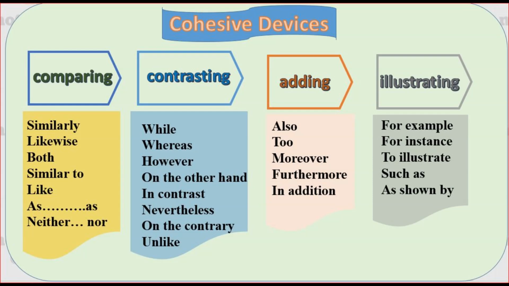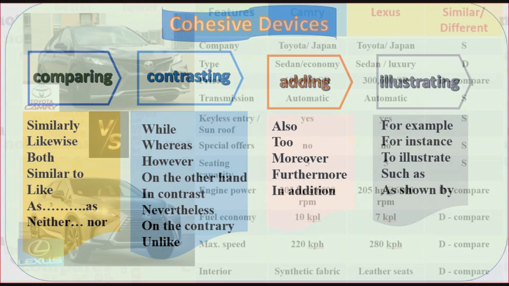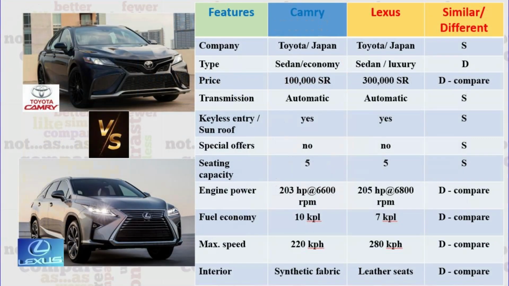For body paragraph 1 and 2, you need to use different cohesive devices. This list of cohesive devices will help you understand how to use them in sentences. Now let's take a sample essay. A comparison between two cars, the Camry and the Lexus. Once you get the topic, make brainstorming and collect all the points that come to your mind. Then divide them into similarities and differences.